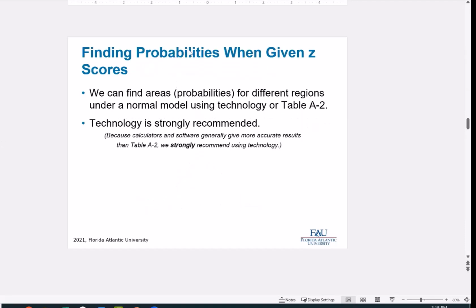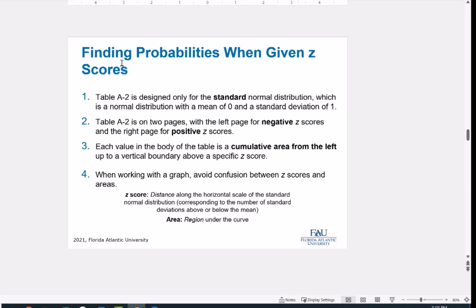So finding probabilities, if you're given a z-score, we can find areas, which is exactly the same as a probability, for different regions under a normal model using technology or table A-2. I'm going to show you a table. I don't recommend you use the tables because I'm going to also show you how to use StatCrunch. Technology is strongly recommended because calculators and software generally give more accurate results than a table. We strongly recommend using technology, which is what we will be doing. We'll be using StatCrunch. Finding probabilities when given a z-score.